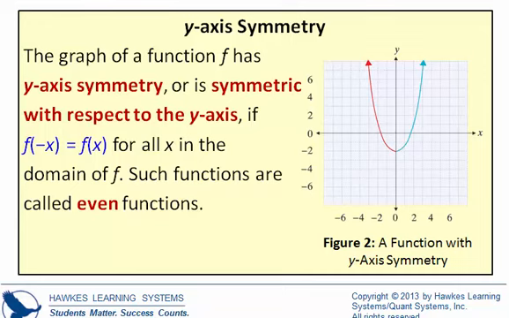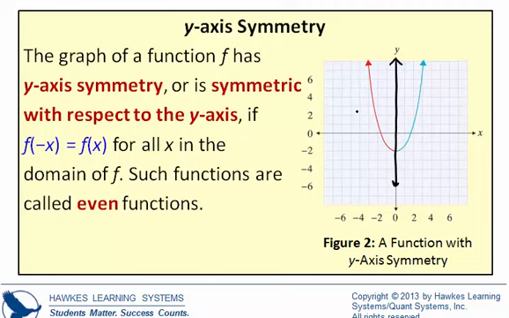So there are two things that you need to realize as we work through this definition. One is what the graph is going to look like. If you have a graph that is symmetric with respect to the y-axis, if you note that the y-axis is here, then that means the left-hand part of the graph and the right-hand part of the graph should be mirror images of each other.